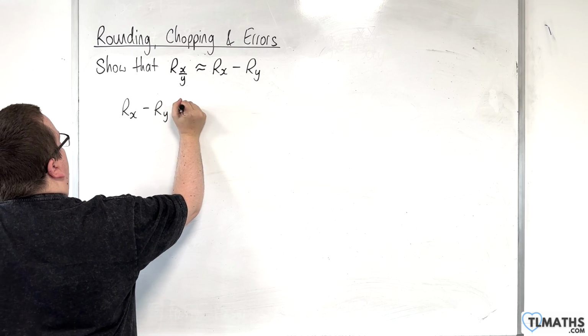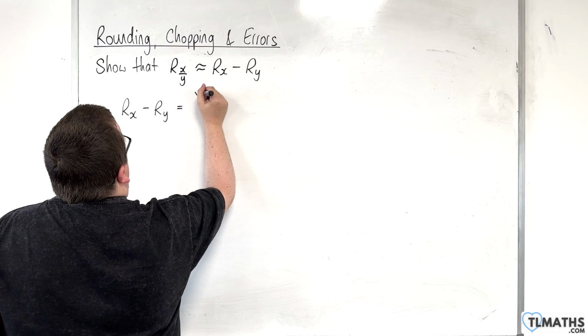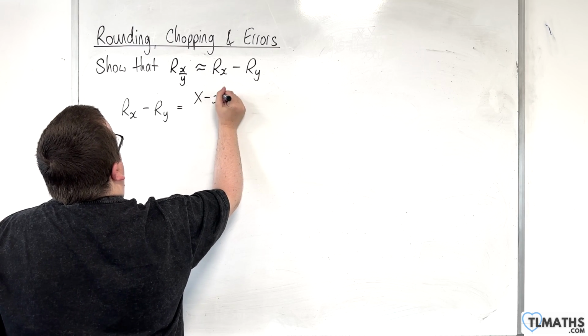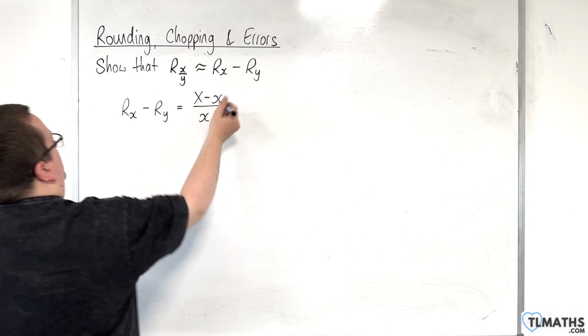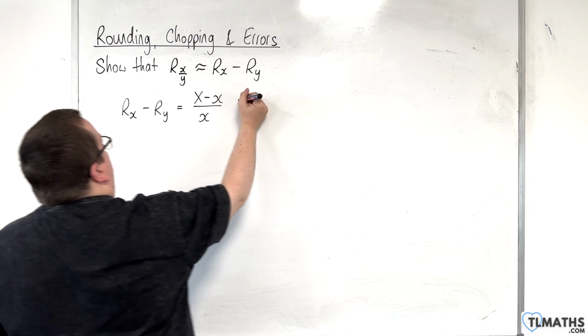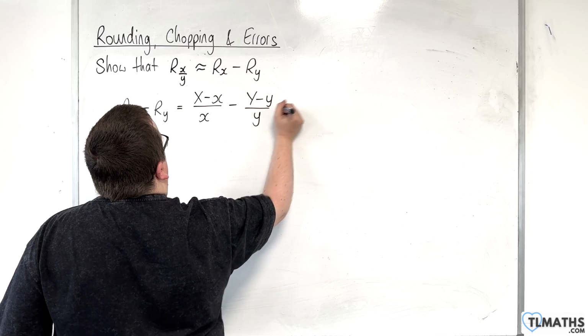y. Now the relative error of x is the absolute error of x, which is capital X, the estimated value, take away the exact value, divided by the exact value. So that's the relative error of x. And we're taking away the relative error of y.